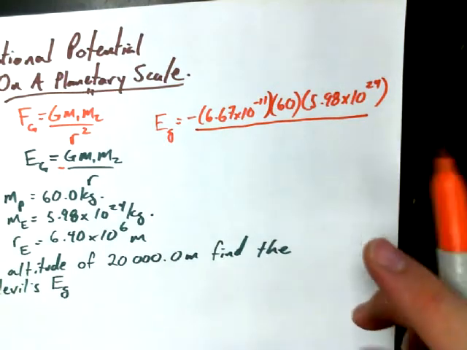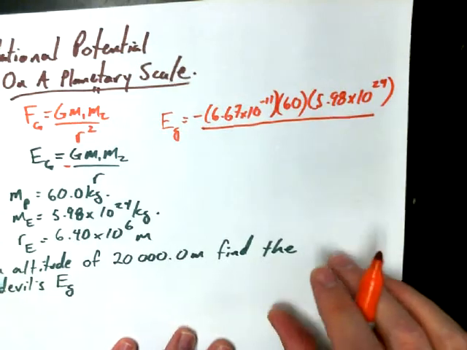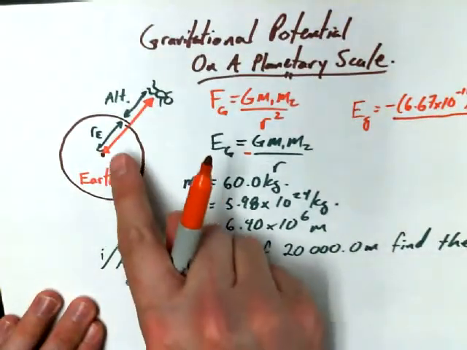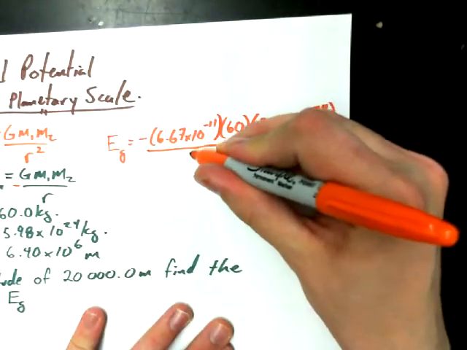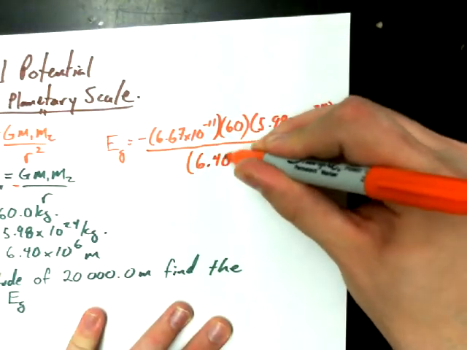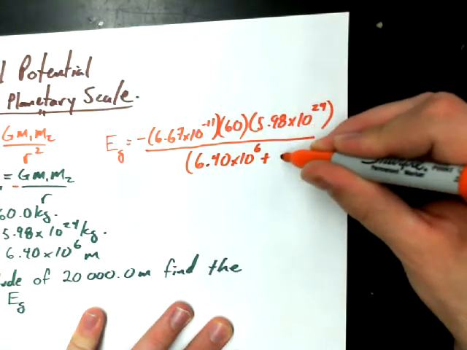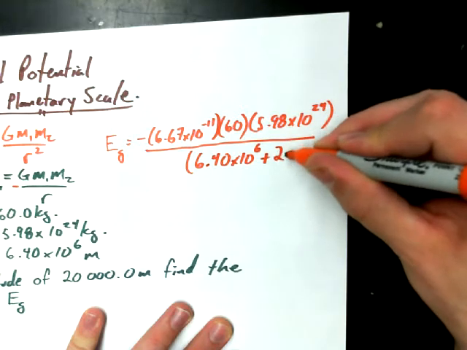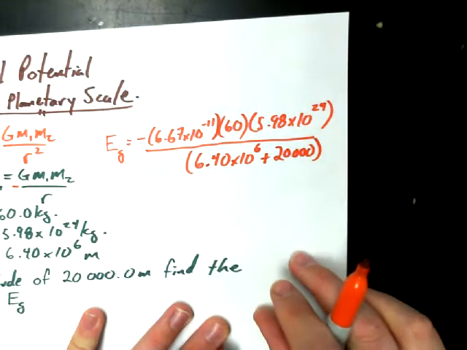radius. Now the temptation here is to throw in the radius of the Earth, but remember, we know it's not just the radius of the Earth. We know that it's the radius of the Earth plus the altitude. So we've got to include that. And the radius of the Earth is 6.40 times 10 to the power of 6 plus the altitude, which is 20,000 meters.